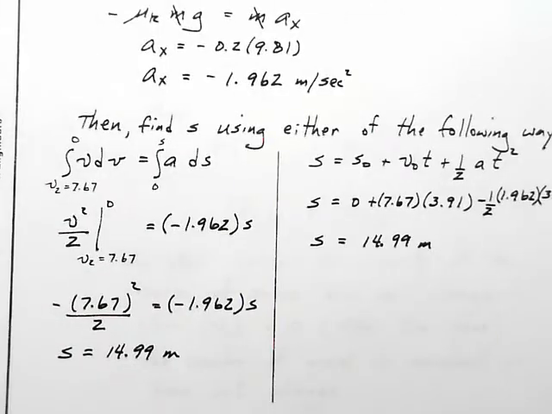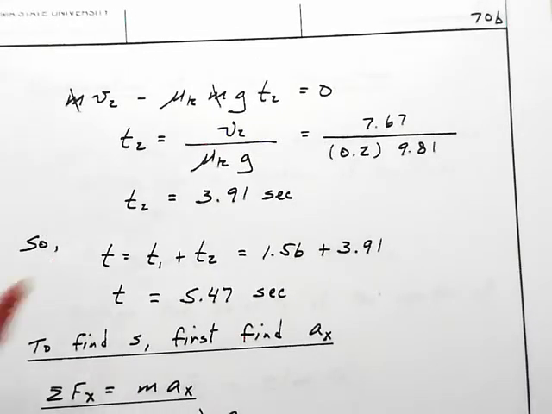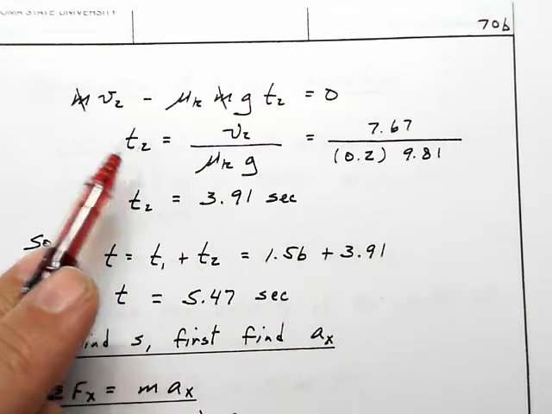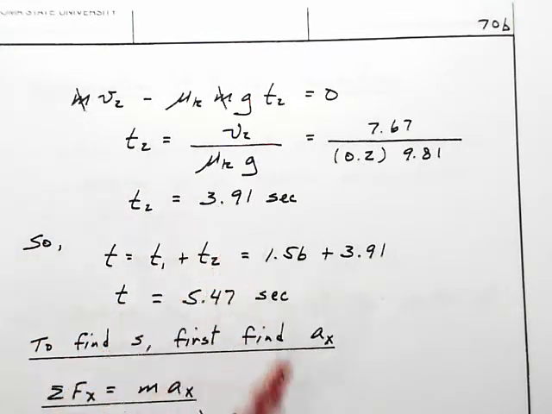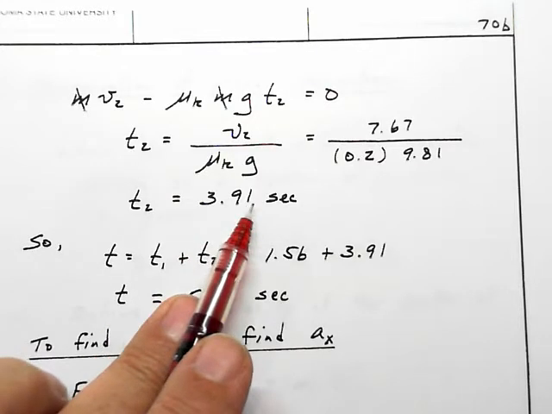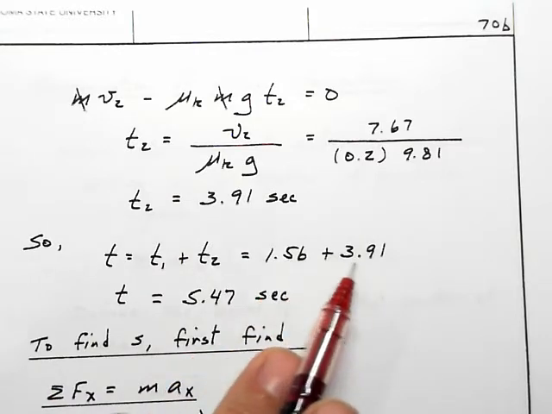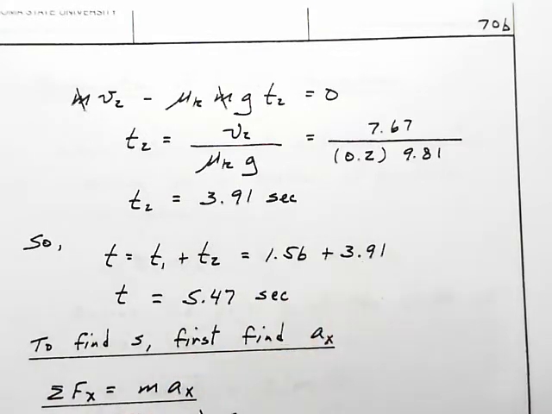Flipping the page and plugging in the numbers, solving for t2 gives us 3.91 seconds of sliding time on the horizontal part of the path. But that's only the horizontal part. The total sliding time is 1.56 down the hill plus 3.91 on the flat spot, for a total travel time of 5.47 seconds before it comes to a stop.